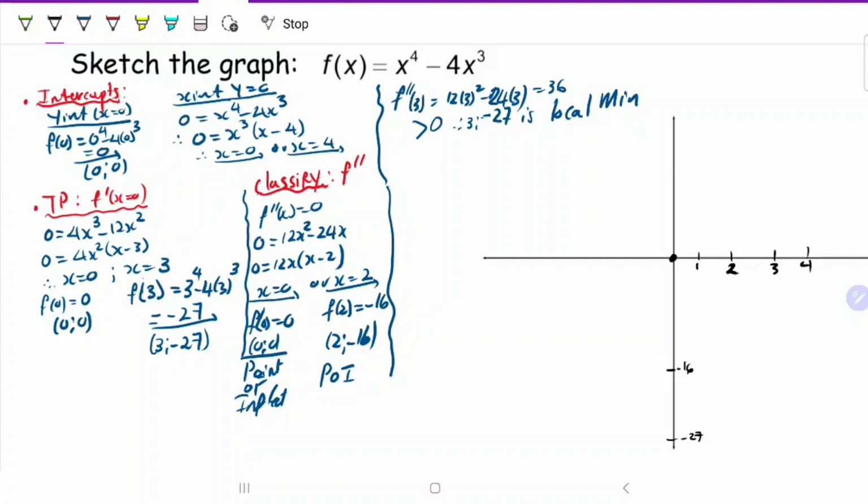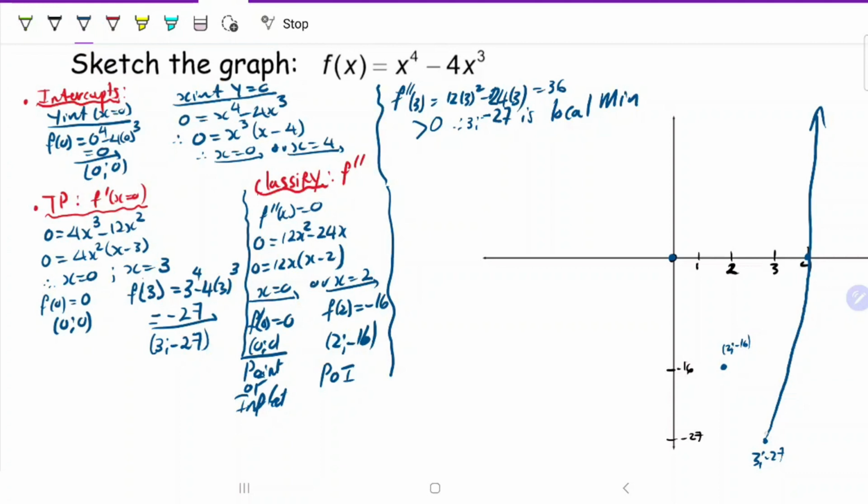So what we know for sure, according to this, is that when x is 2, we have the point 2 and minus 16. When x is 3, we've got our local minimum. So this is 3, negative 27. And then we've got an x-intercept there. We've got another x-intercept there. And it's quite important for us to know that this is a local minimum. So once we go from the minimum, we will increase our function. So we'll definitely go up from there.